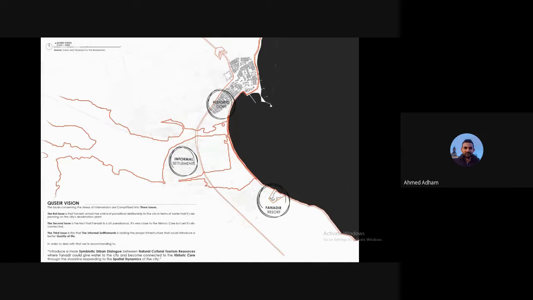Yes, so in order to deal with these issues, we are recommending to create a more symbiotic urban dialogue between the natural, cultural, and tourism resources, where Fanadir Resort could give water to the city and become more connected to the historic core through the shoreline or the corniche, responding to the spatial dynamics of the city. Also introducing urban activities and integrating the wadi within the urban fabric.